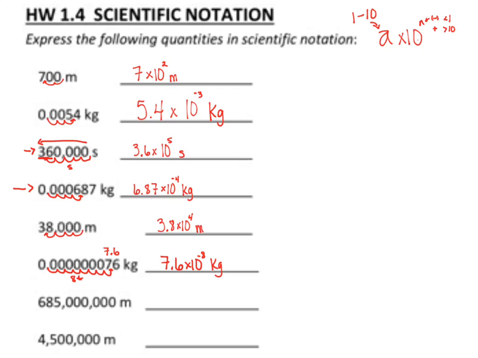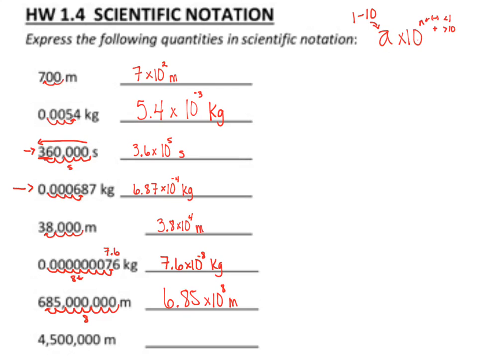All right, here we have a really large number. Again, 1, 2, 3, 4, 5, 6, 7, 8. So I moved it 8 places, but this time I moved it to the left. This number is definitely greater than 10, so my exponent will be positive. My number is 6.85 times 10 to the 8th, and then my unit is going to be meters.